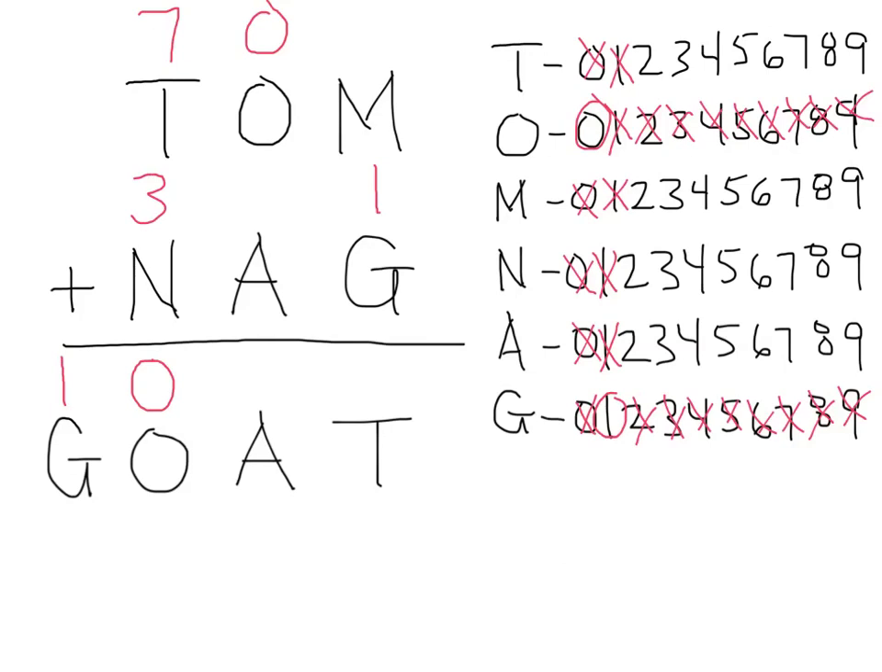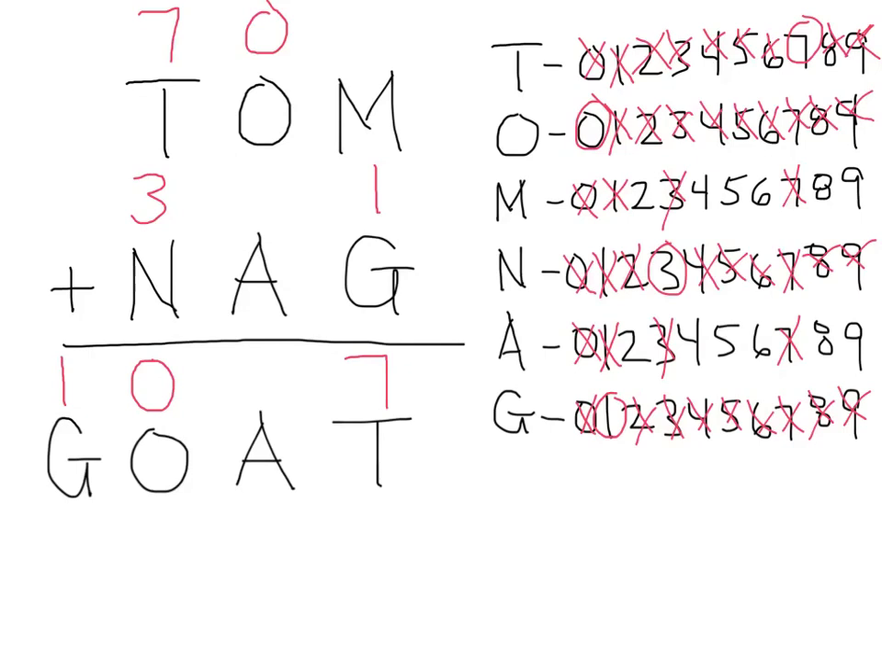And if the T in Tom is 7, then the T in goat must be 7. Okay, so I'm going to go ahead and circle those ones over here. I think T might be 7, so I'm going to eliminate the other numbers. That also means that M is not 7, and N is not 7, and A is not 7. I think that the N is 3, so I'm going to circle 3 for N. Cross out the other numbers. Okay, which means that M is not 3, A is not 3. There we go. I'm getting down to just a few possibilities now.